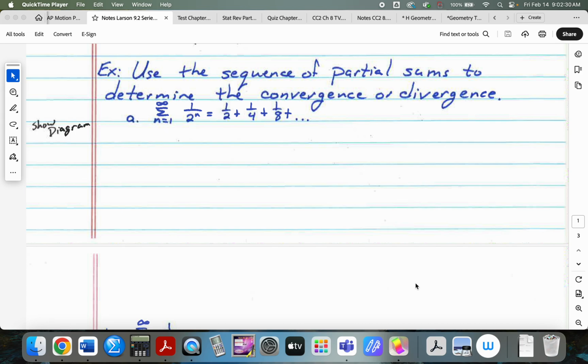Okay. So if we look at the sequence of partial sums, S sub 1 would be 1/2. The sum of the first two terms is 1/2 plus 1/4, which is 3/4. The sum of the first three terms would be 3/4 plus 1/8, and that turns out to be 7/8. And then the next one would be plus 1/16, which would be 15/16.